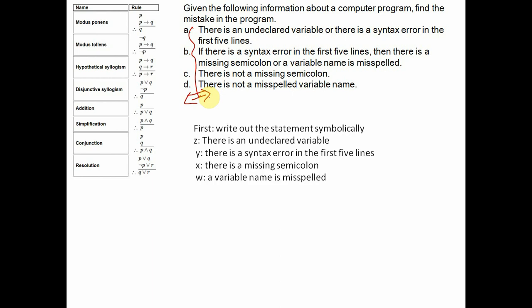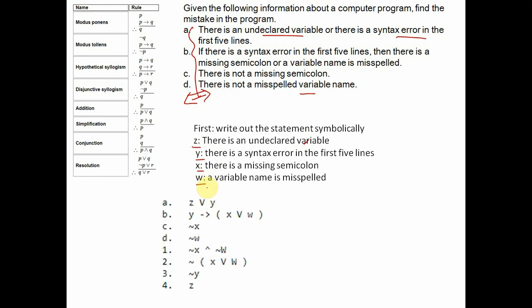So we begin by identifying the propositions and writing the statements symbolically. Let's identify the 4 propositions. Undeclared variable, we call it Z. Syntax error in the first 5 lines, we call it Y. Then missing semicolon, we are calling it X, and variable name is misspelled, we are calling it W. Now the next step, we write these statements that have been given to you, A, B, C, D, formally.